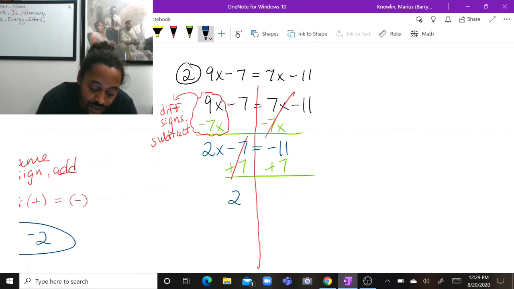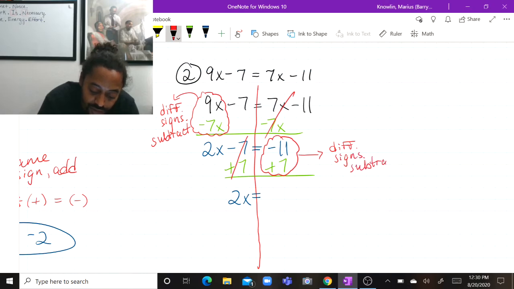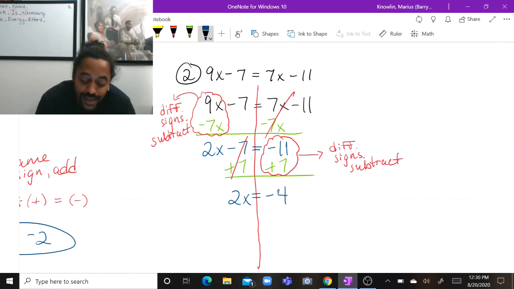I bring down the 2x equals. Now I'm looking at combining the negative 11 and the positive 7. Well, once again, they're different signs. So different signs, you do what? You subtract. When you subtract, you always keep the sign of the larger number. 11 minus 7 is 4, and since the 11 is bigger, it's negative. The 4 is going to be negative.